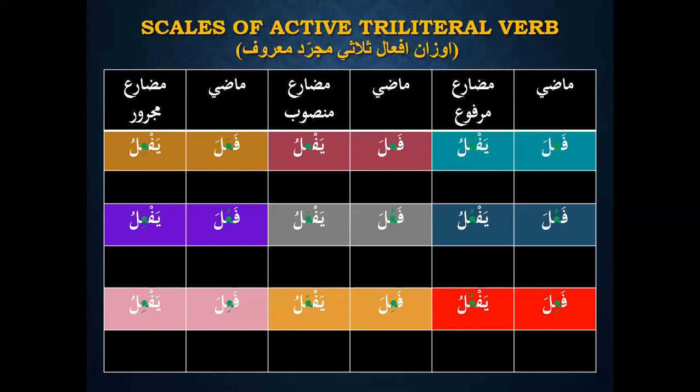Marfu, mansub, majrur is the state. And madmoom, maftuh, and maksur are the signs that they have. Many times they correspond to each other and sometimes they don't. That's why you have to keep them separate.